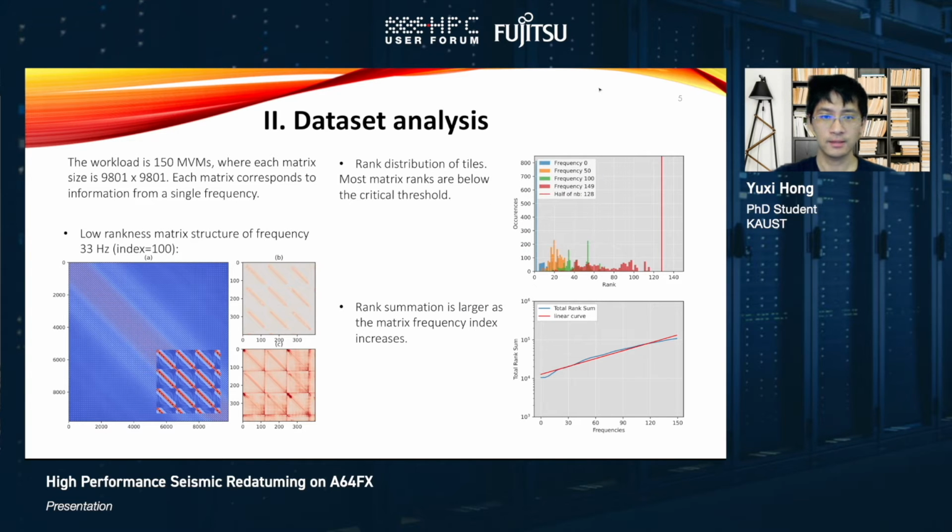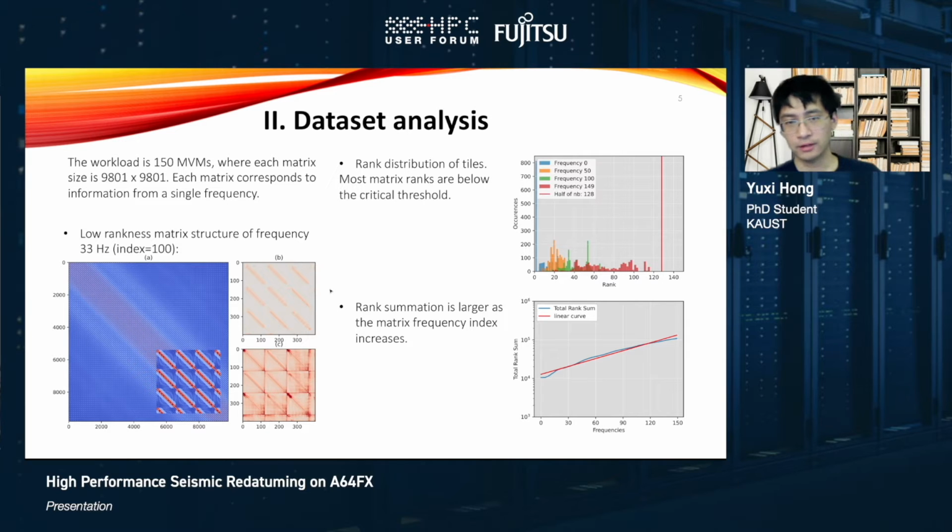So let's look at the data set. The data set we use has 150 matrices, and the workload is 150 matrix vector multiplications. The size is 10K by 10K for each, and each matrix corresponds to information from a single frequency. On the left, for the frequency at 33 hertz and index 100, it is clearly a low-rank feature, and the off-diagonal is sparse.